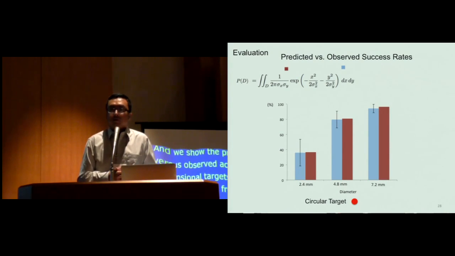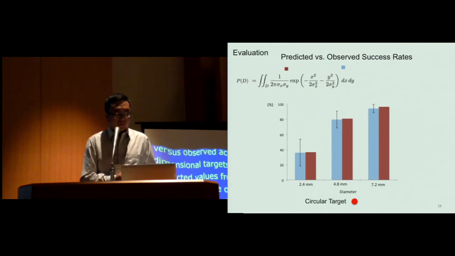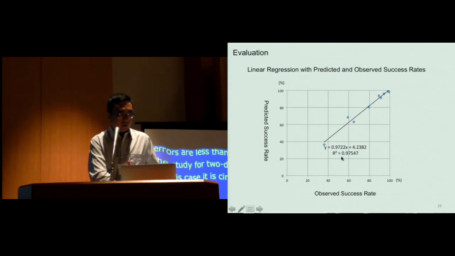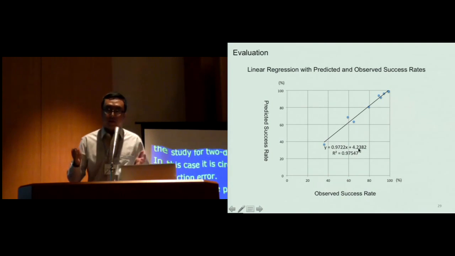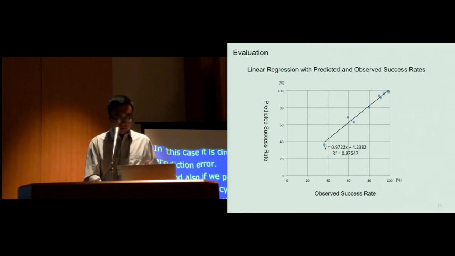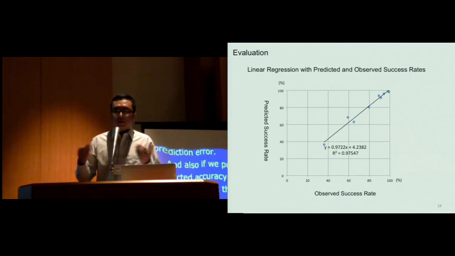In this case, it's circles. We observed the similar prediction error. And also, if we put the predicted accuracy and observed accuracy in this two-dimensional plot, and run linear regression over them, we observe a linear, near unity slope and near zero intercept. It just shows that the predicted value matches the observed value very well. So we have a model, and we evaluated it, and the results show promise.